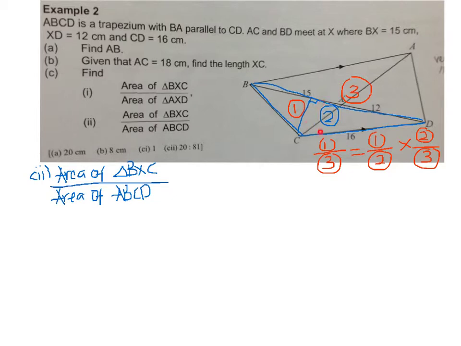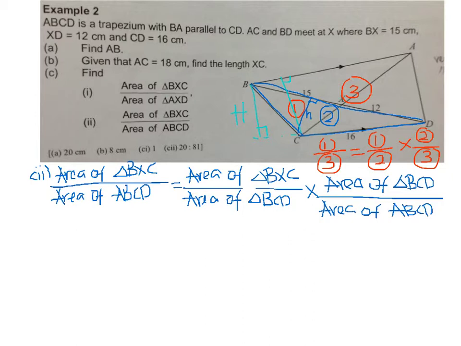Next, how 2 and 3 will be related is actually by a common height as well. And this height, if I draw in a different color, will be this height over here, which is the height of my trapezium as well as the height of my triangle 2. So if I extend out, you realize that the height is also this height over here, which I label as capital H.